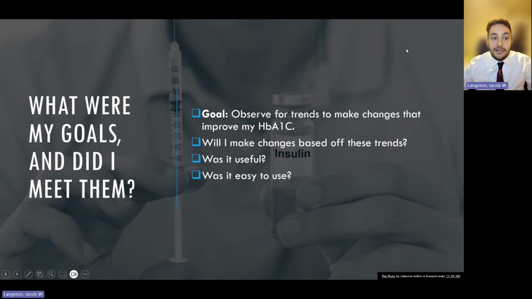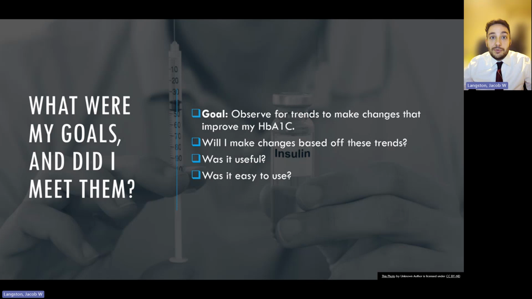So what were my goals and how did I meet them? My major goal with using Clarity was to observe trends that would allow me to make changes that could help me improve my A1C. My goal is good long-term management. Quite honestly, despite looking at this data, I probably won't make any significant changes. I'm pretty happy with where I'm at. I may make some minor changes. One might be to increase my basal rate of insulin from 6 p.m. to midnight. Maybe that could mitigate the elevated sugars I have when my appetite's higher.